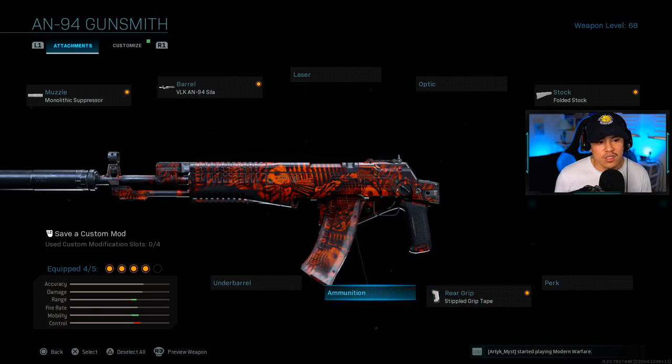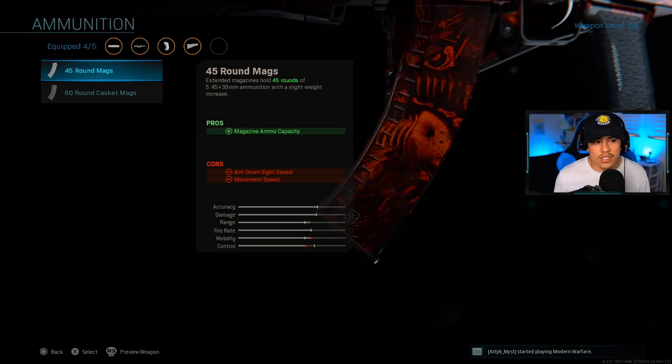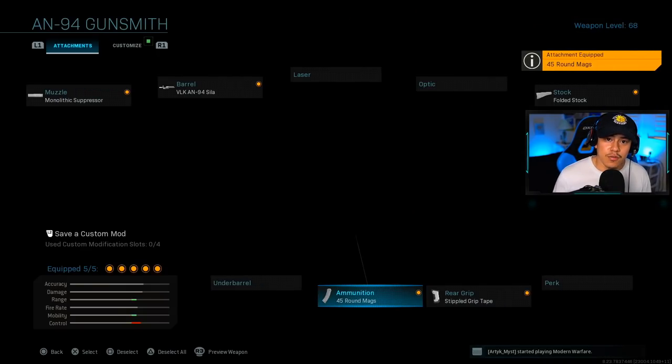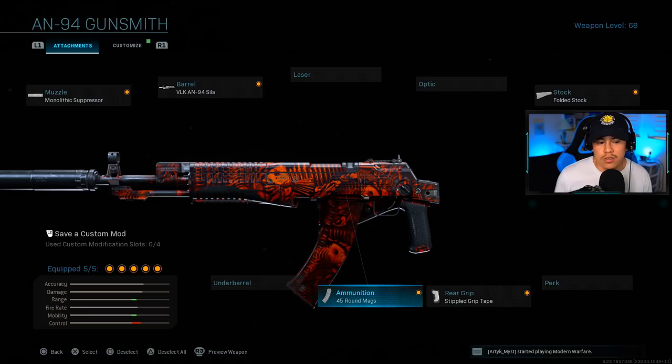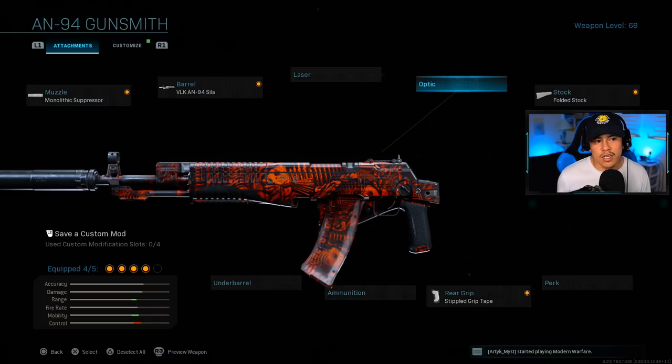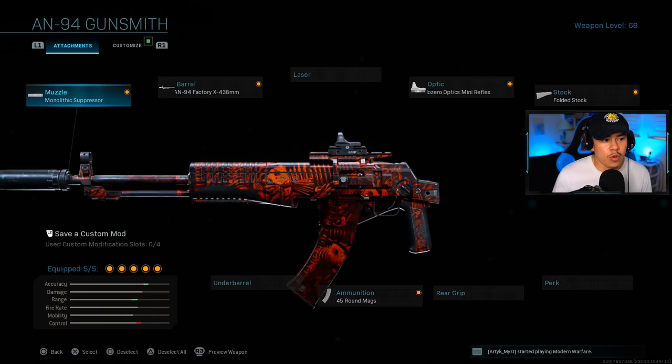Now for the last attachment, this one's going to be optional. It really just depends on your taste. You could either use the 45 round mags, especially if you're playing multiplayer, or you don't need to use the 45 round mags. You can use something like an optic if you need to, but also keep in mind that is going to slow down your aim down sight speed. So this one's a little bit more of a balanced class setup.